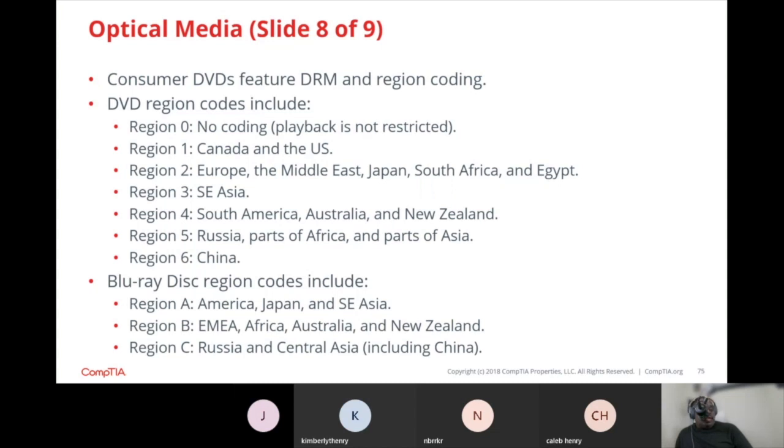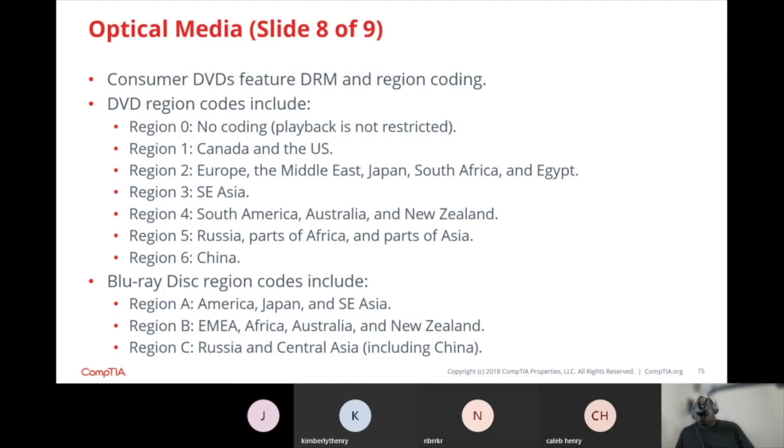So the coding regions on DVDs, you had to make sure that your DVD player was from that region where it could read it. If your DVD was coded with region 1, it could only be read in US or Canada DVD players. Region 2 was Europe, Middle East, Japan, South Africa, and Egypt. Region 3 was Southeast Asia, and so on and so forth.